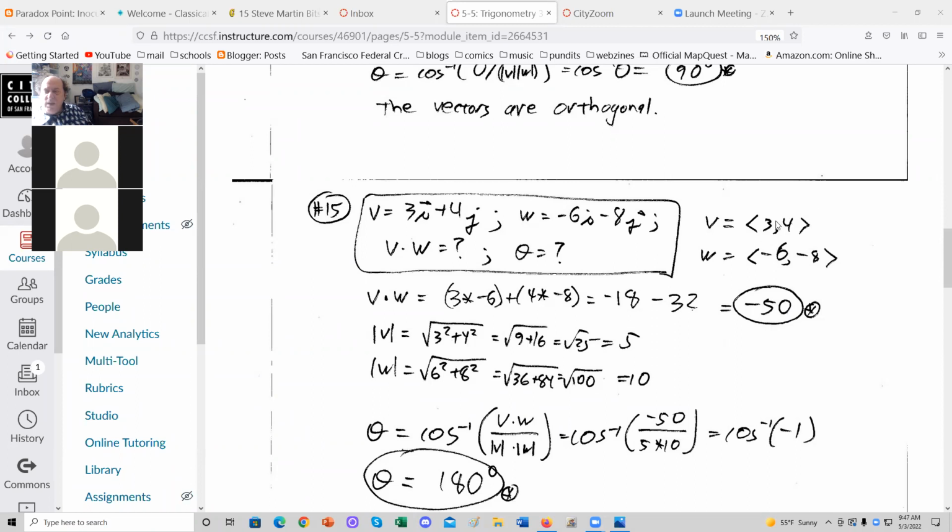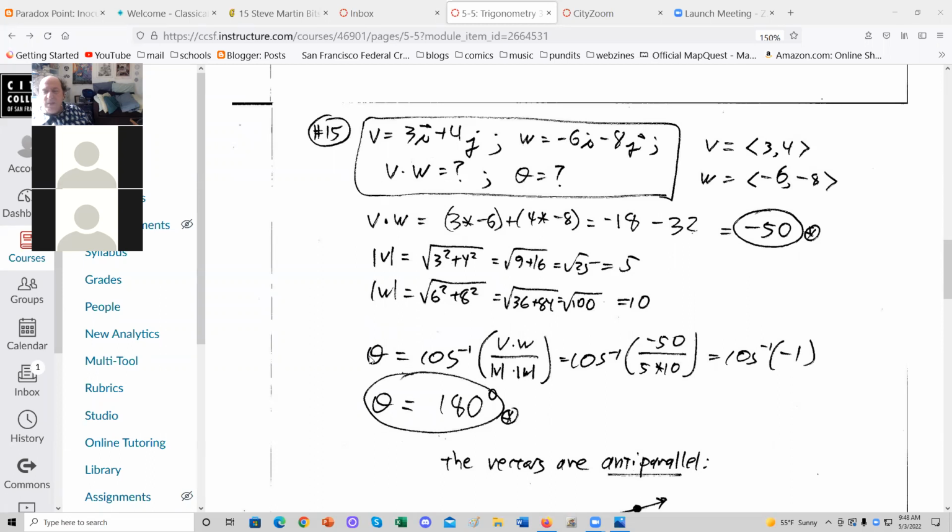Length of v, square root of 3 squared plus 4 squared. That's root of 9 plus 16, which is root 25, which is 5. In other words, the 3, 4, 5 triangle. Length of W is the square root of negative 6 squared plus negative 8 squared, which is root 36 plus 64, which is root 100, which is 10. Well, also the 3, 4, 5 triangle twice as big.